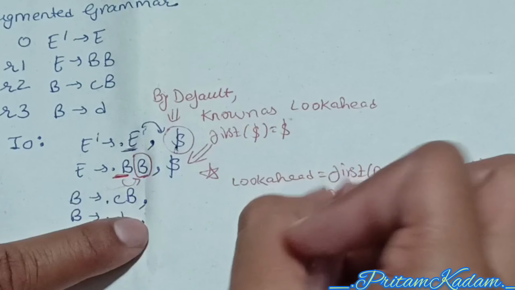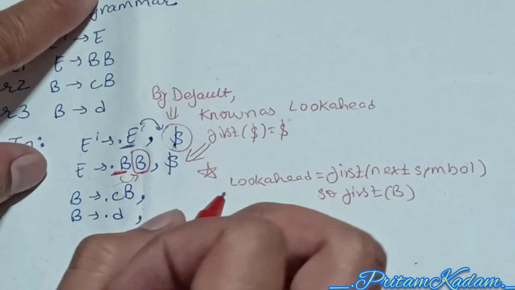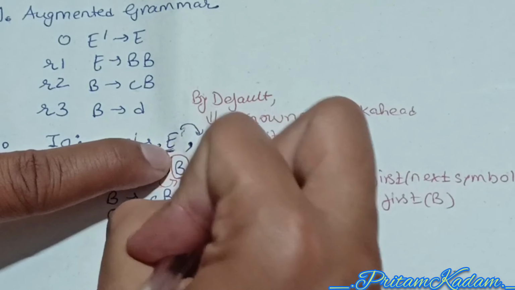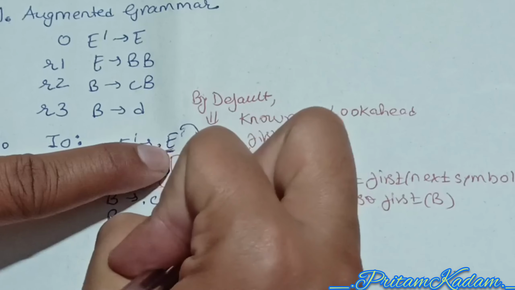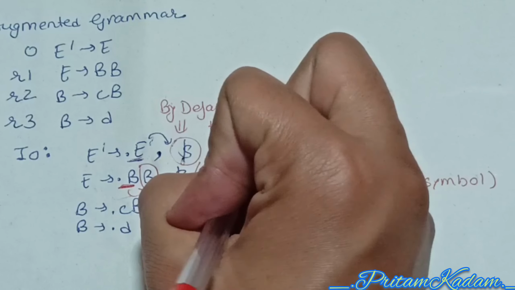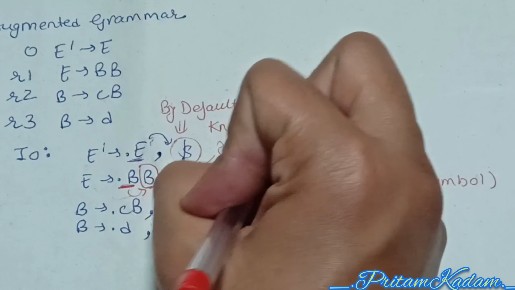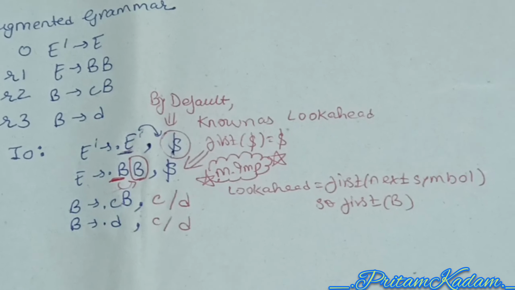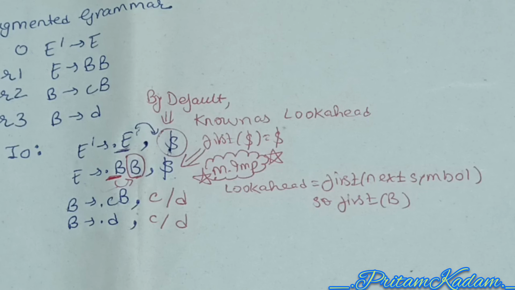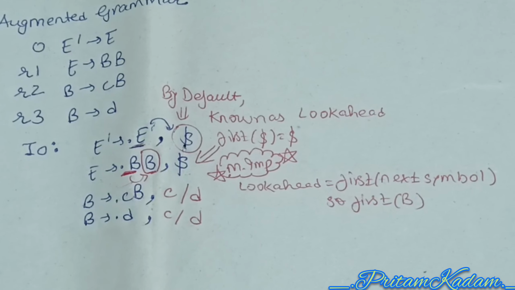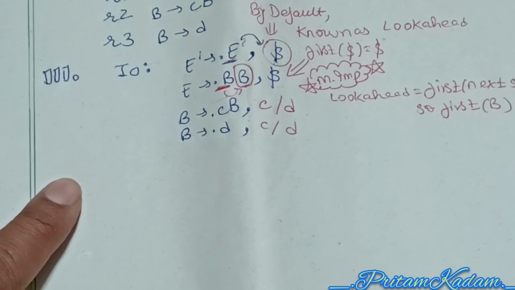So for this case it was followed by B only, and first of B is C comma D. So over here I will not write C comma D, I will write C slash D. Okay, so let us proceed ahead for the state 2. So just write it down, and this is very important. Okay, and CLR is different from SLR because of this only, because of look ahead.